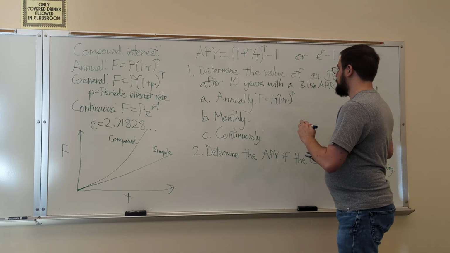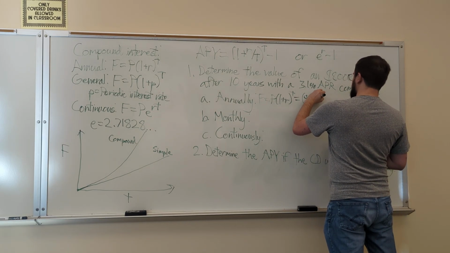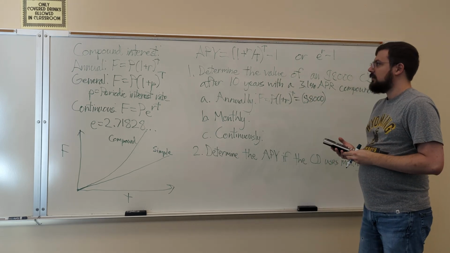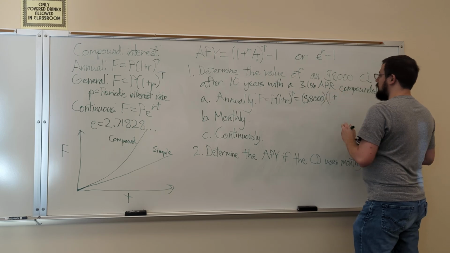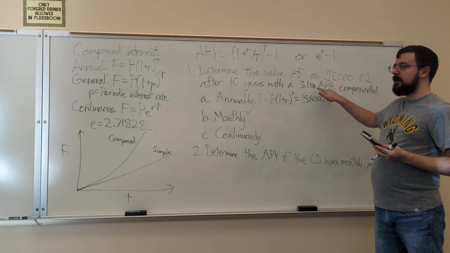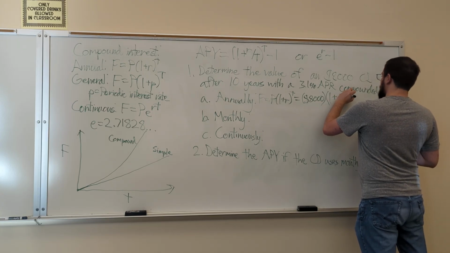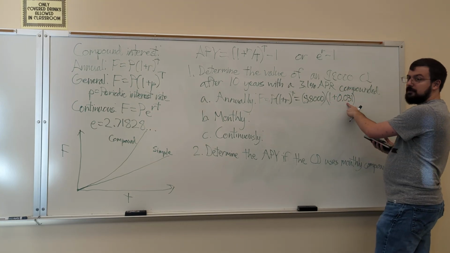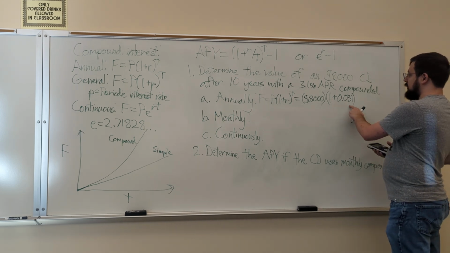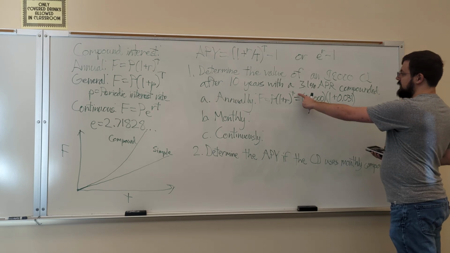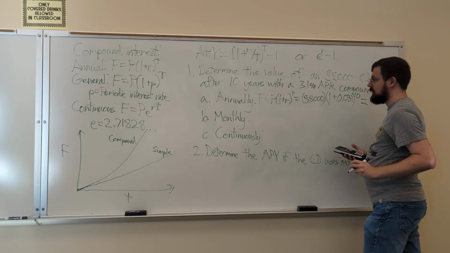So in this case, P, our principal, is $8,000. That's given to us in the problem statement. 1 plus R, so that's 1 plus our APR, written as a decimal. So 1 plus 0.031, that would be 3.1% expressed as a decimal. And then this part in parentheses, we're going to raise to T, which is going to be 10 because our term is for 10 years.